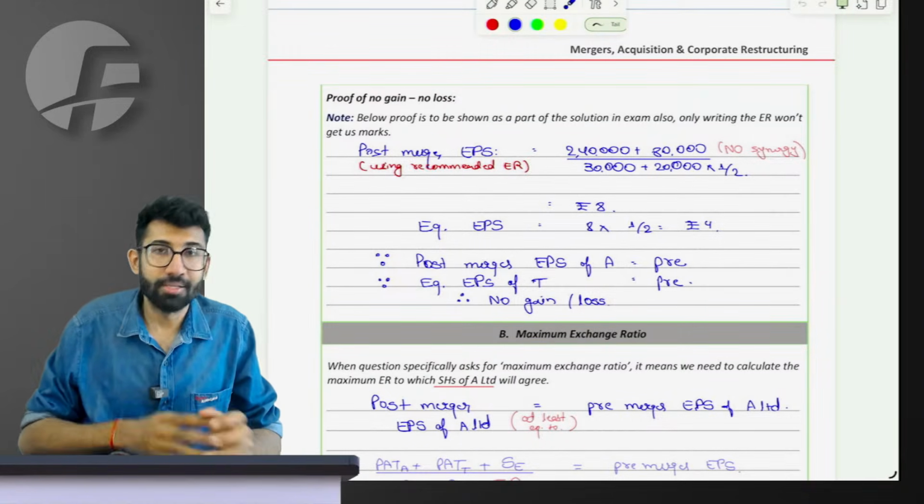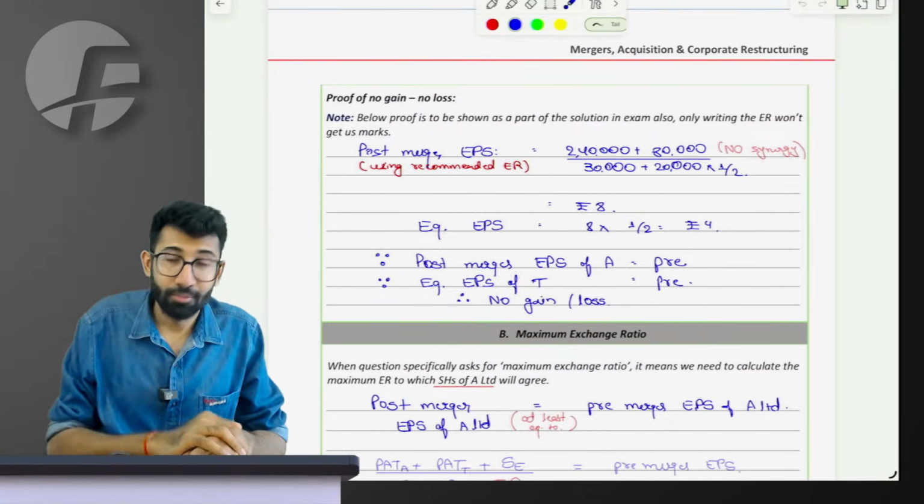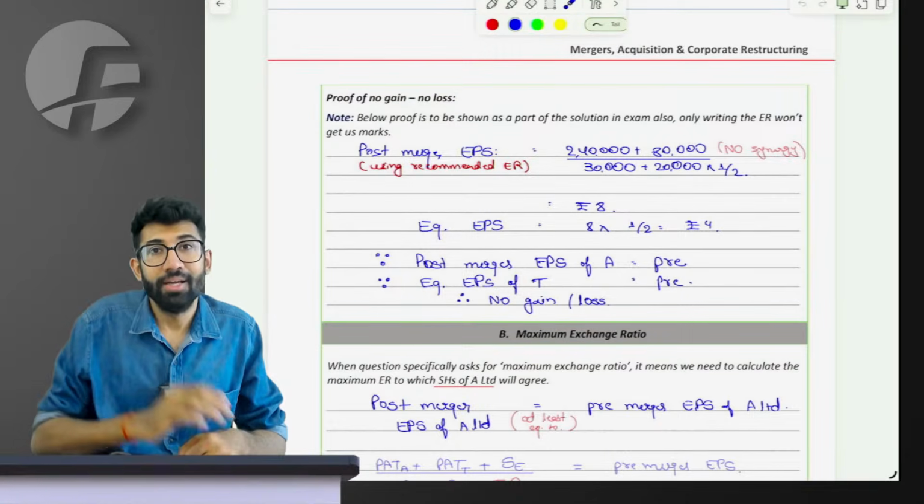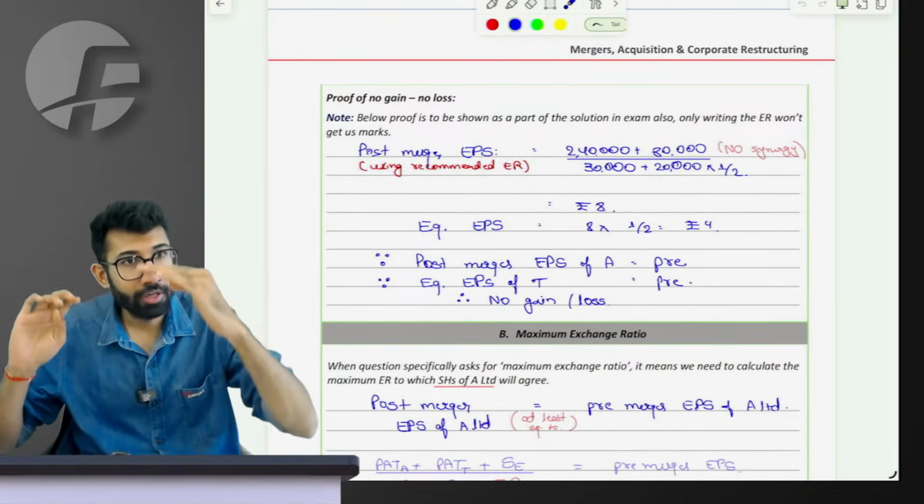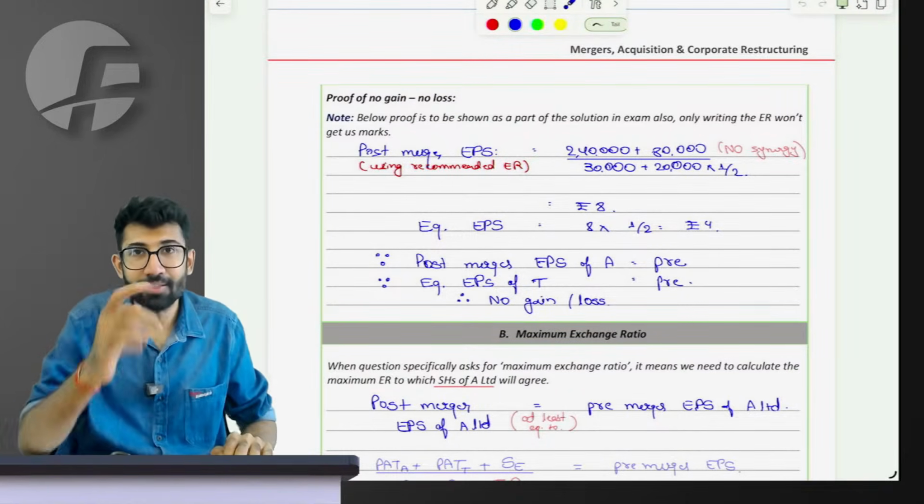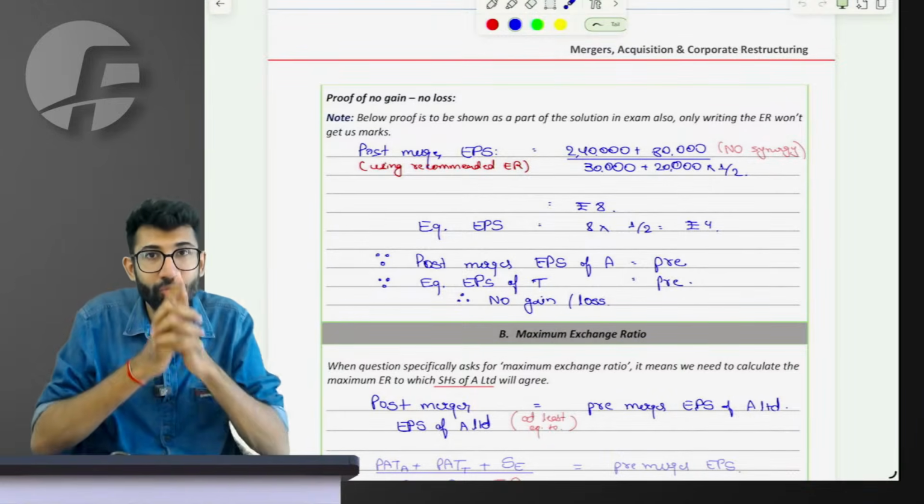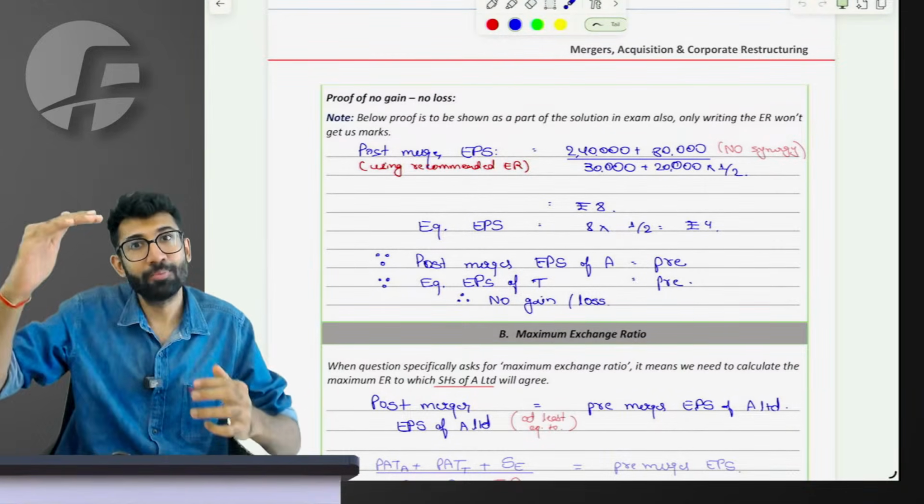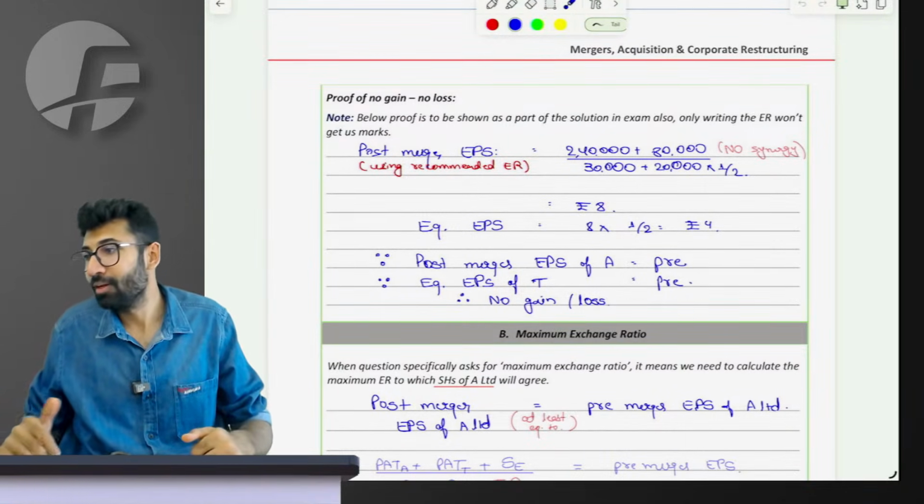Similarly, for you as target, this time you will have to answer. See, as an acquirer, I would want the ratio to be as low as possible. As the target, when we are negotiating, would you want the exchange ratio to be as high as possible or as low as possible? Come on.